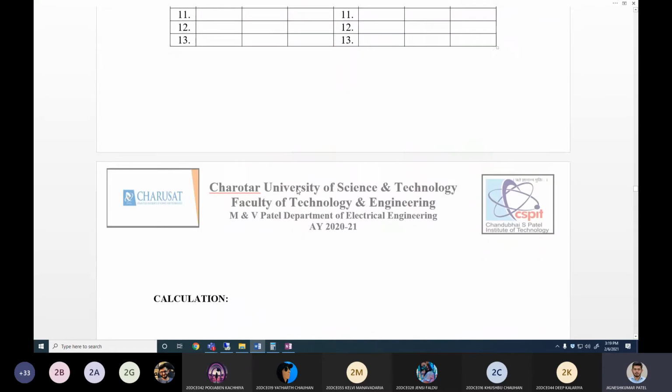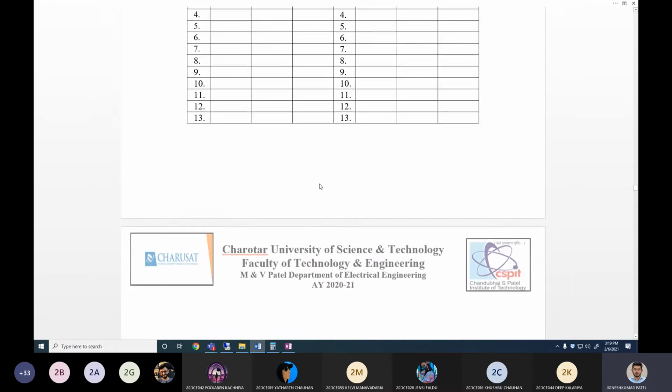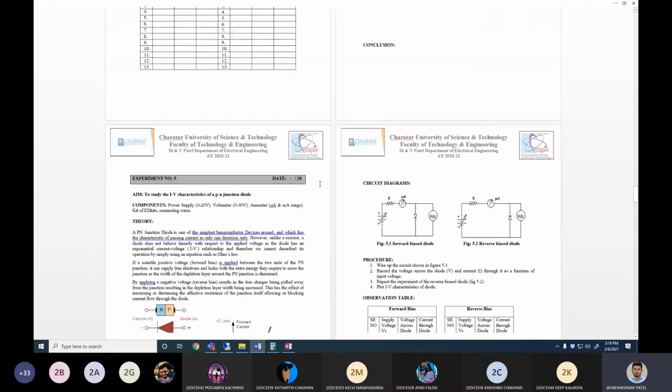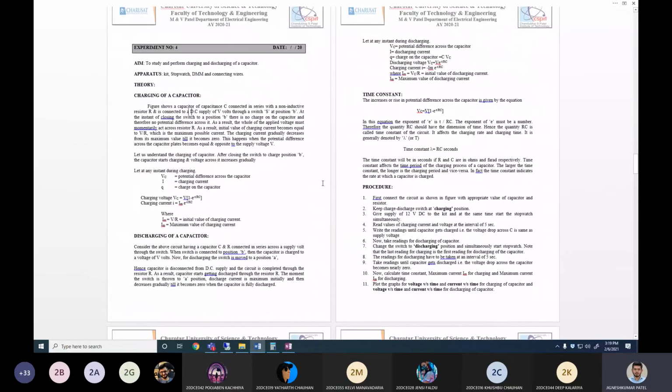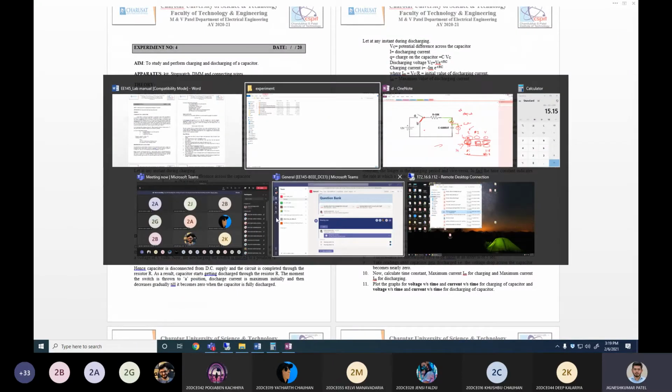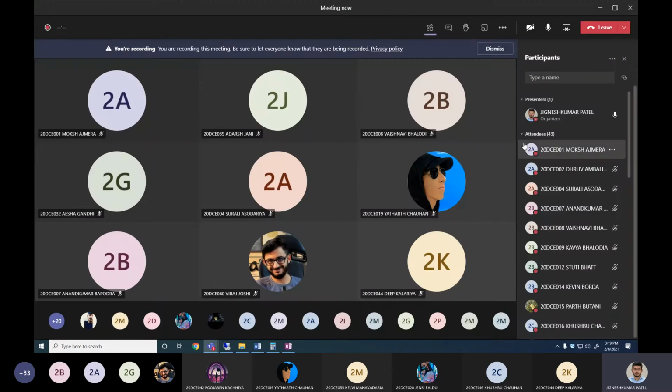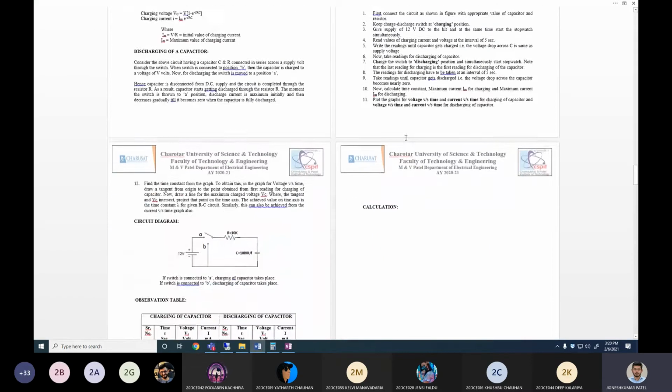So this is all about charging and discharging. If you have any question related to charging, discharging, you can ask. Any questions related to charging, discharging? Okay, then we'll start one more practical. We'll complete one more practical.